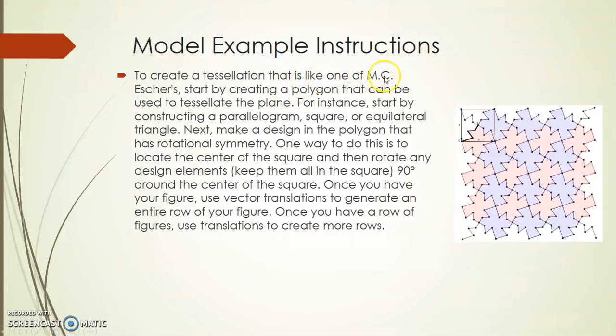So to create one like M.C. Escher's, create a polygon that can be used to tessellate. By this point, you know which ones do and which ones don't. Parallelogram, square, equilateral triangle. Make a design in the polygon that has rotational symmetry, that you can rotate around the polygon. A great way to do this is to locate the center and then rotate the design elements. And make sure they all stay in the square. Once you have that, use the vector translations to generate an entire row and then translate the row. And then go in and highlight your figures and hide the squares.